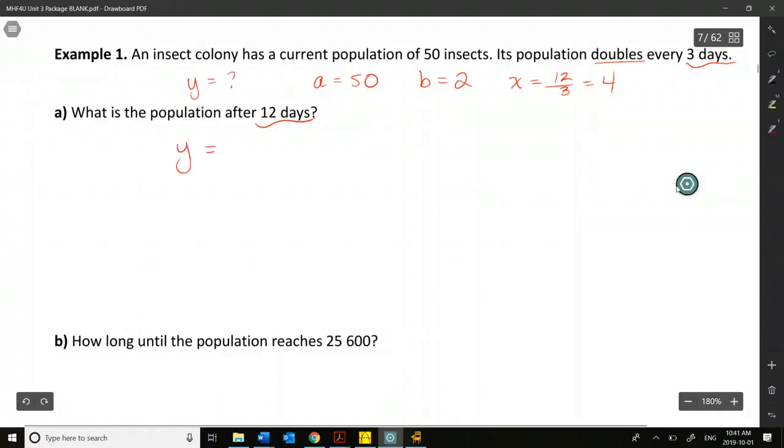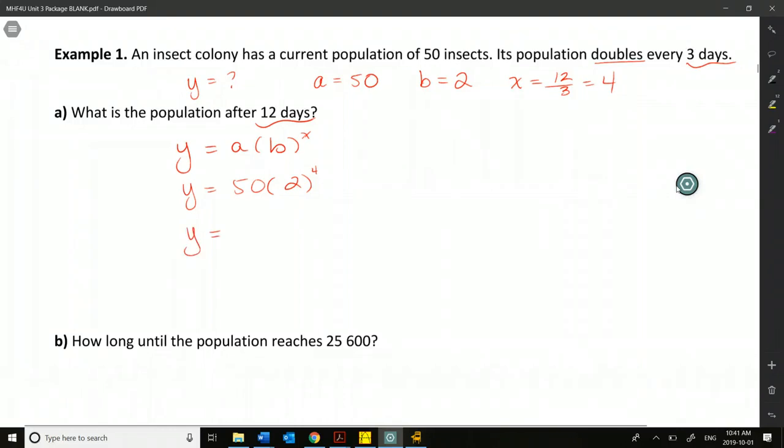Okay, so this is just a really straightforward question that we had in grade 11 where we just subbed in the values and solved. Make sure you follow BEDMAS here. And we'll calculate from there. What'd you get? 800? Anyone else get 800? Yep, great. 800 what? Insects.